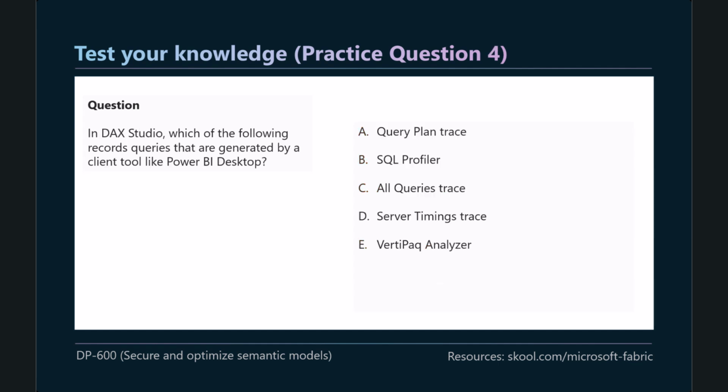Question 4. In DAX Studio, which of the following records queries that are generated by a client tool like Power BI Desktop? A, query plan trace, B, SQL profiler, C, all queries trace, D, server timings trace, or E, the VertiPaq Analyzer. So the answer here is C, the all queries trace.